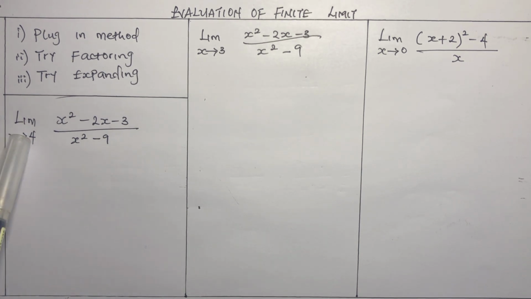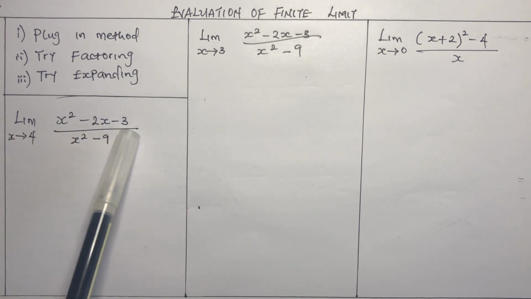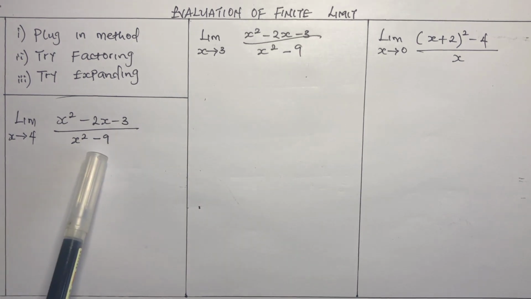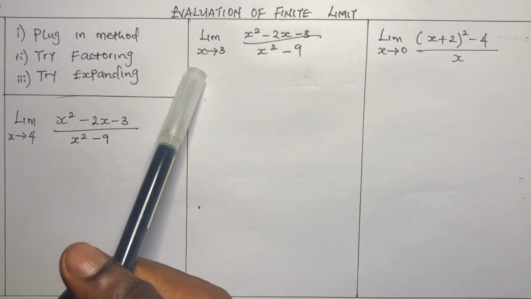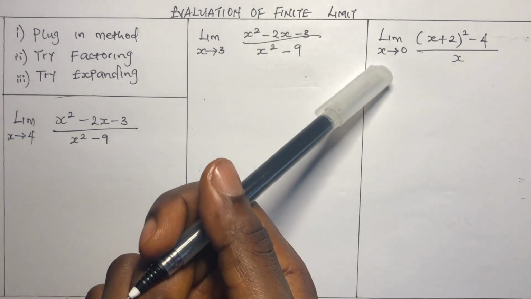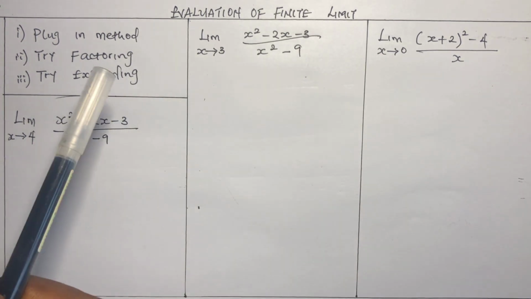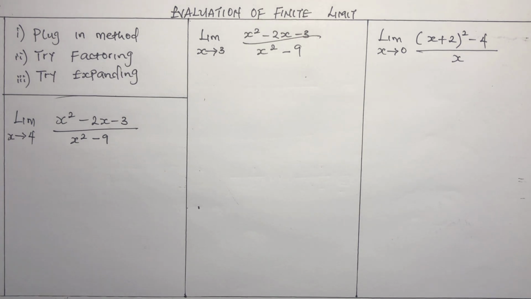And we have the limit of x squared minus 2x minus 3 all divided by x squared minus 9 as x tends to 4. And in this case, as x tends to 3, in this case, x tends to 0. Now we are going to apply the first method in our list to see if we can actually obtain the limit of this function.